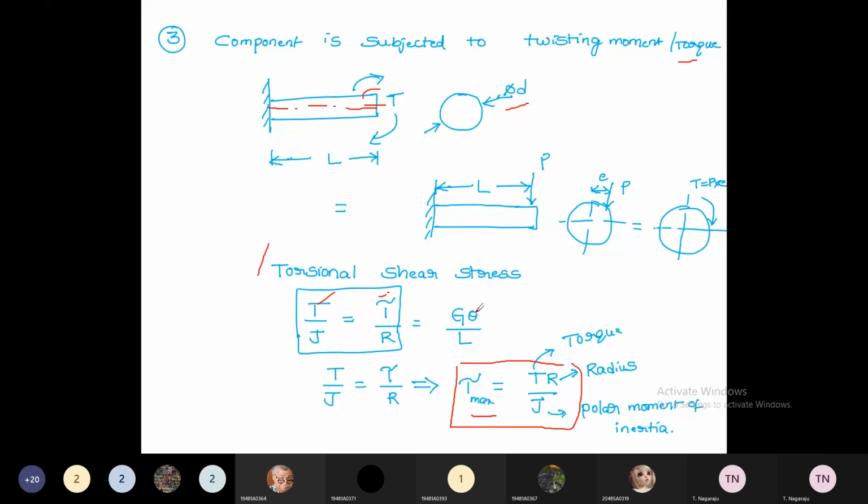And here G and theta by L. G is the rigidity modulus, theta is the torsional twist, and L is the length of the member. For the calculation of the twisting moment, here also we use the force into perpendicular distance concept, like the bending concept. For a cross-sectional member, if a tangential load is acting on the top side, then the twisting moment created is equal to the tangential force P multiplied by the eccentric distance. Here the eccentric distance is d by 2.